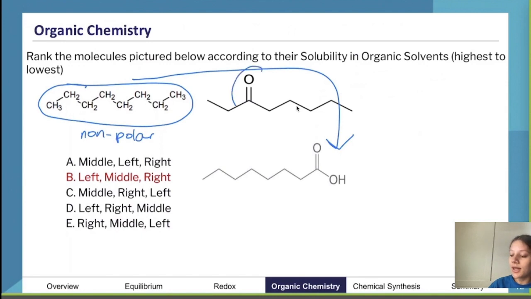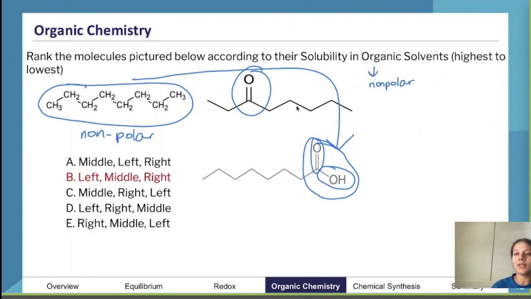Now this has our dipole in our carbon-oxygen bond there. So that's less soluble because it's a little bit more polar, but it's not as polar as this molecule here, which has very dramatic polar bonds happening there and there. So polarity is increasing left to right. Therefore, solubility in organic solvents, which again, to reiterate, is non-polar, is decreasing. So that's the general trend there.